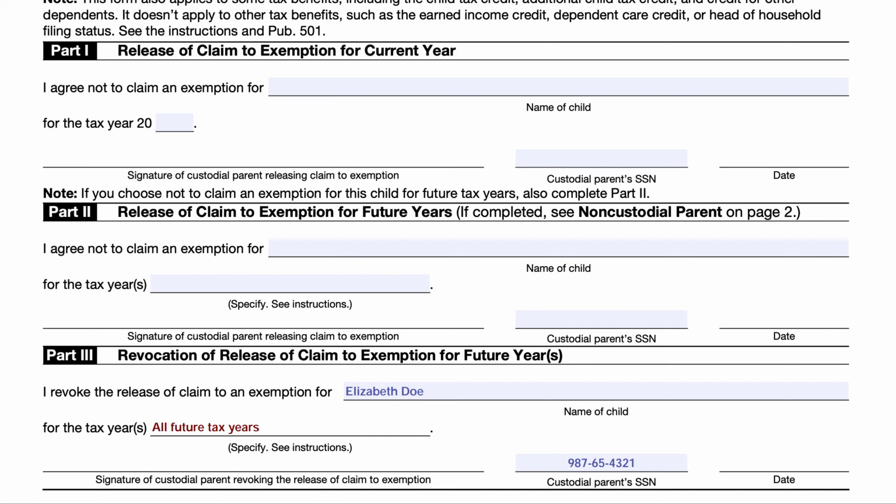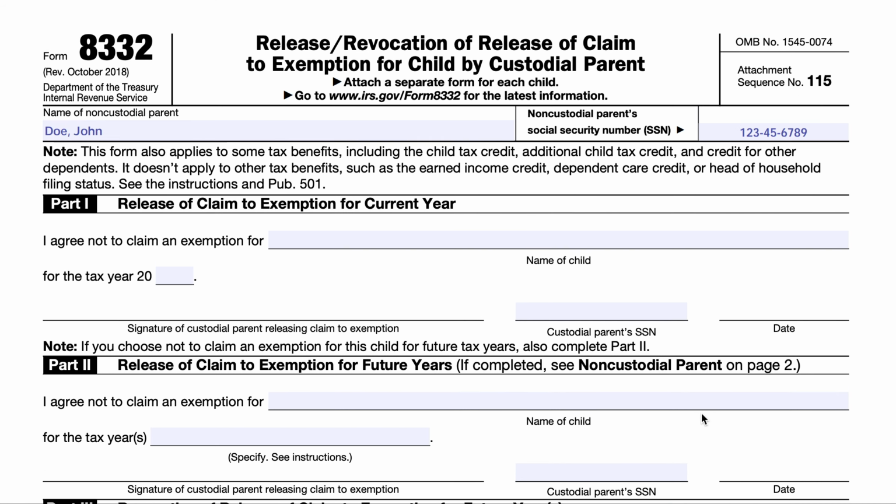A couple of frequently asked questions include whether or not this applies to more than one child. At the very top of the form, it actually says attach a separate form for each child, presumably because each child is a unique person. You can have a situation where one parent may claim the exemption for one child and decide to release their claim of exemption for another child.